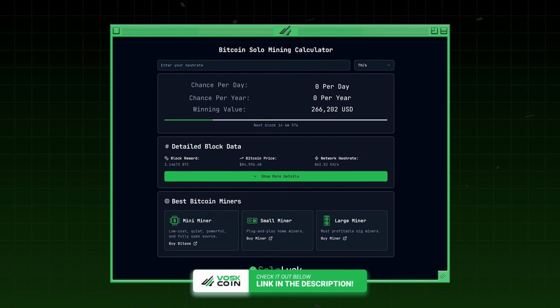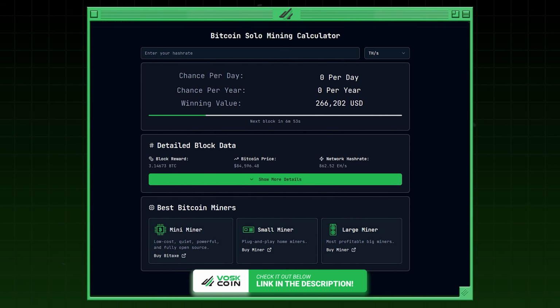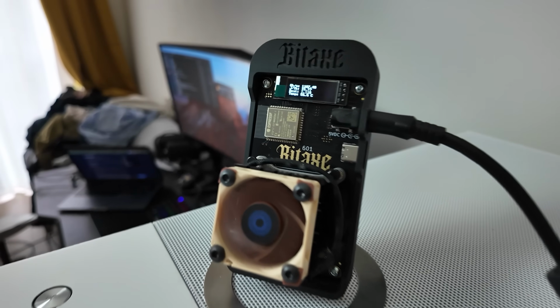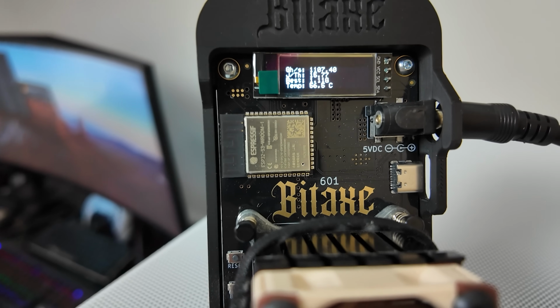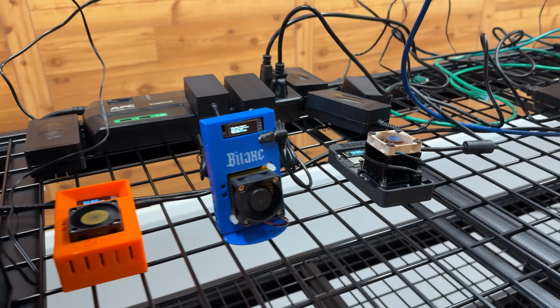We built SoloLuck to input whatever your mining hash rate is to see what your odds are, how much luck you would need to have to hit the next Bitcoin block. If you want a bigger shot at hitting a Bitcoin block, check out the bitaxes. They're basically the big brother to the nerd miners.